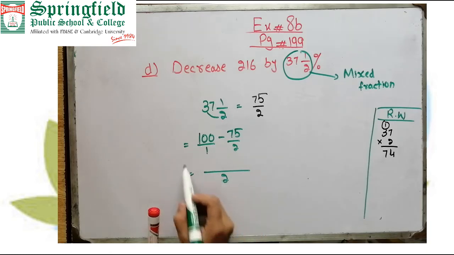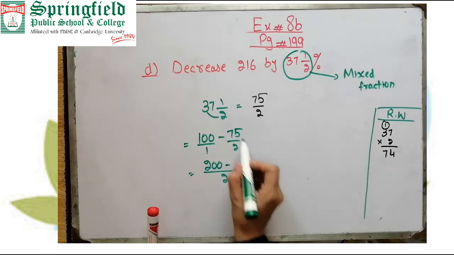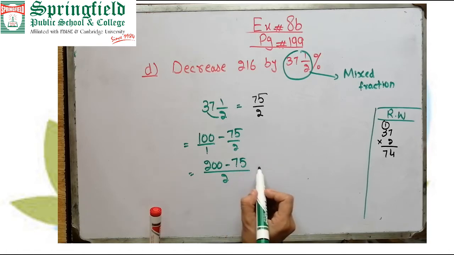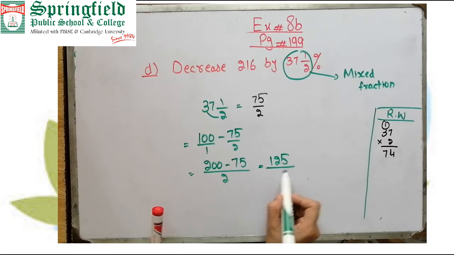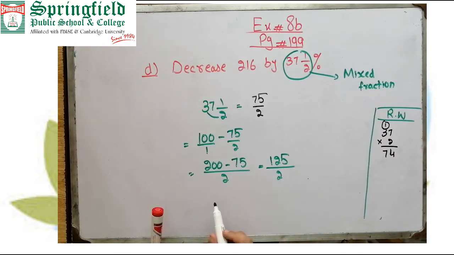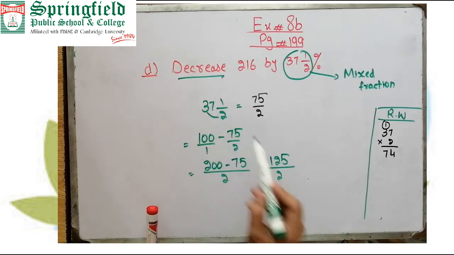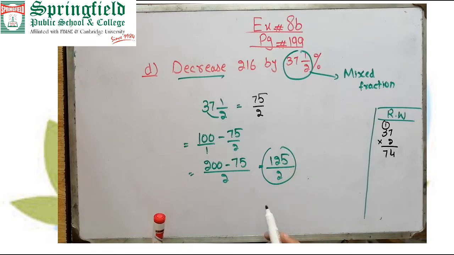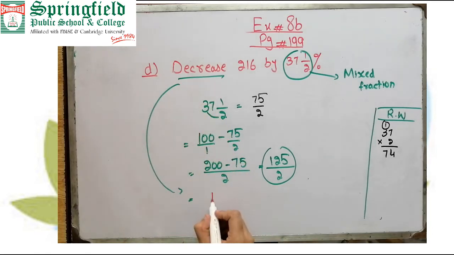1 divided by 2, 2, and 2 multiply with 100, 200. Minus 2 divided by 2, 1, 1 multiply with 75, 75. So 200 minus 75, 125 divided by 2. Fine. It means we will write 125 by 2 after the decreasing. So come on the topic. So we will write 125 by 2% after decreasing.